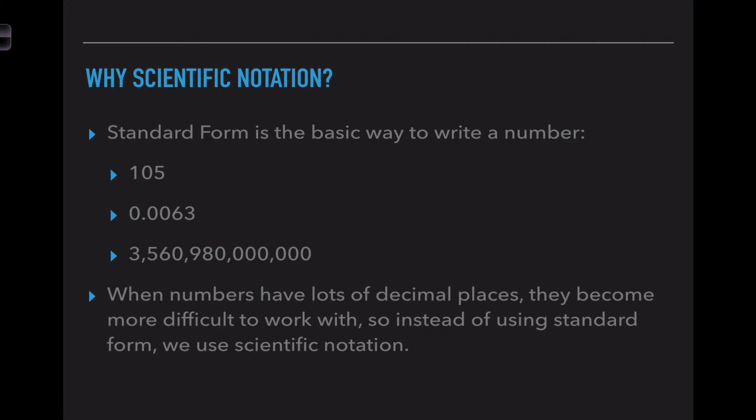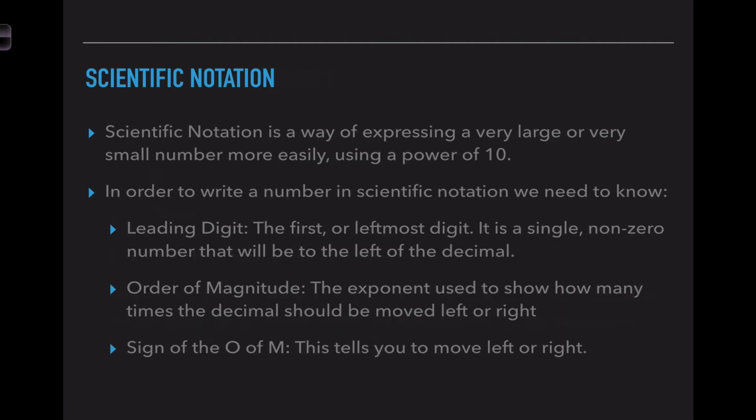So instead of using standard form, we now start using scientific notation. Scientific notation is a way of expressing very large or very small numbers more easily using a power of 10. So we have some decimal number times 10 raised to a power.